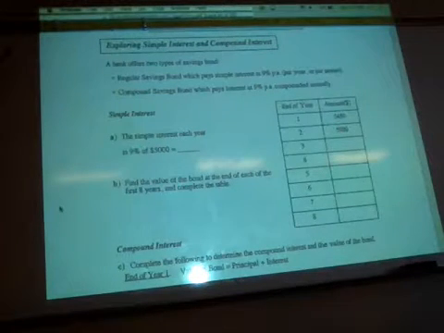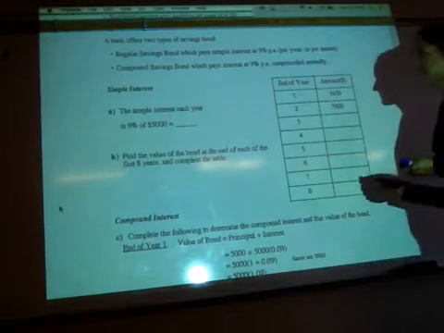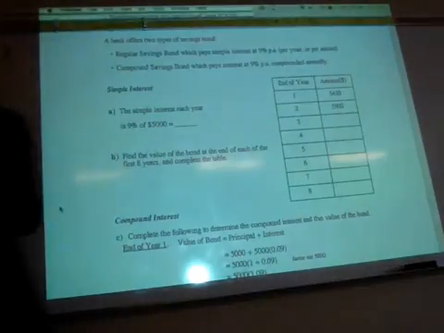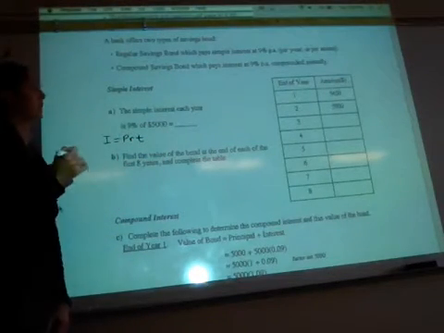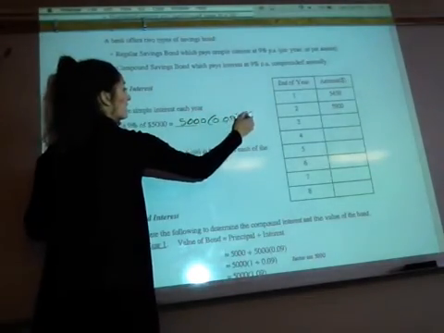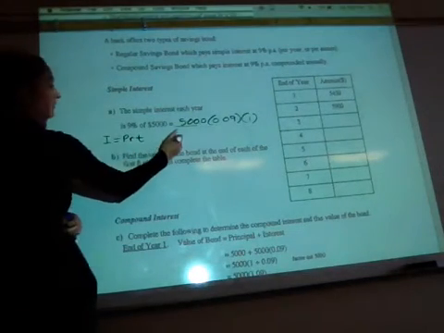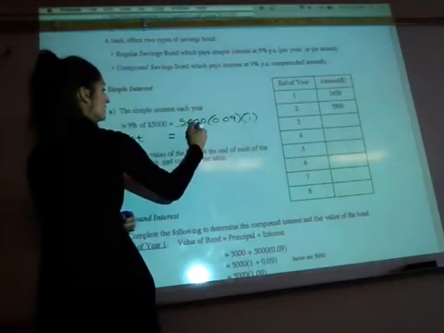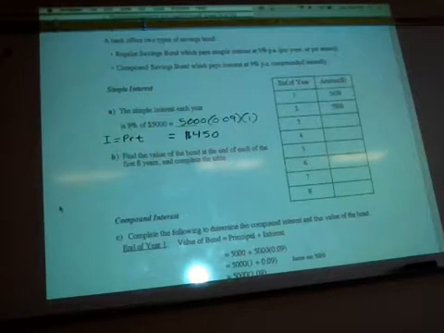Okay, so with simple interest, we have our initial amount of $5,000. Good savings, by the way. Okay, and the interest rate is 9%. So just to calculate the interest alone in 1 year, okay, remember interest is equal to PRT. So we're going to go 5,000 times our interest rate times 1 year. What do we get? $450. So in year 1, Booker's already gained $450 on his investment.